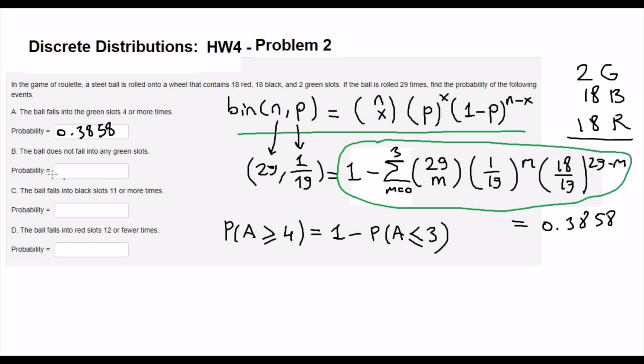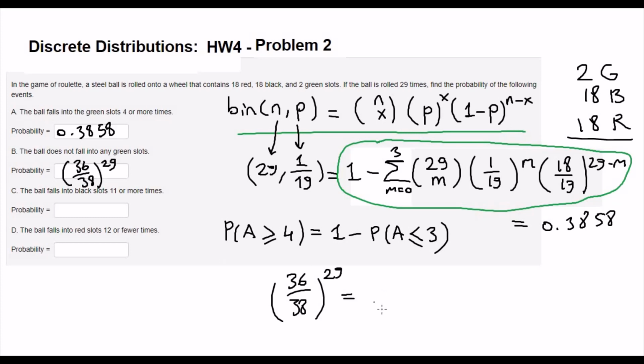Part B is asking the ball does not fall into any green slot. So we're rolling the ball 29 times. The probability that the ball falls into a green slot is 2 out of 38, because we have 2 green out of 38 total. But not falling into green is 1 minus 2 out of 38, which is 36 out of 38, the probability that the ball does not fall into a green slot. However, we do it 29 times, so to the 29th power. So this is the answer.